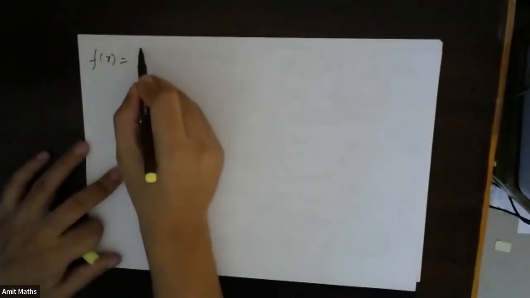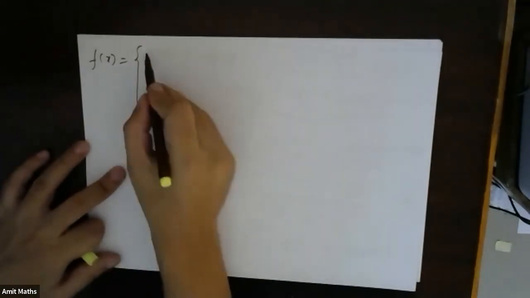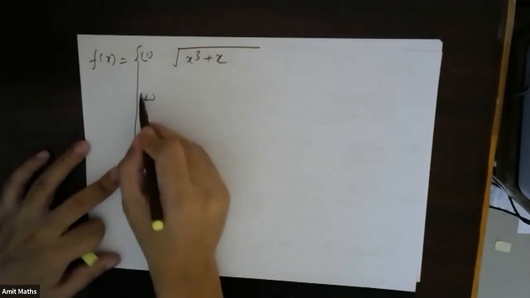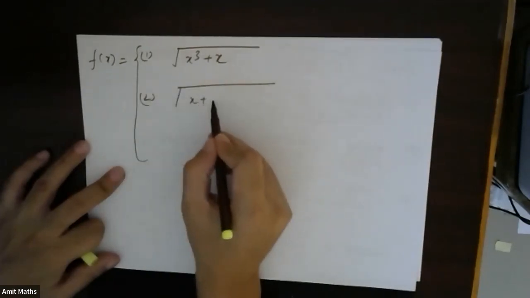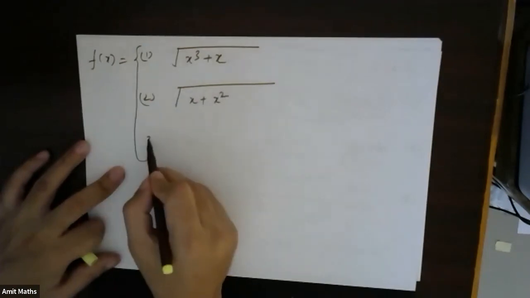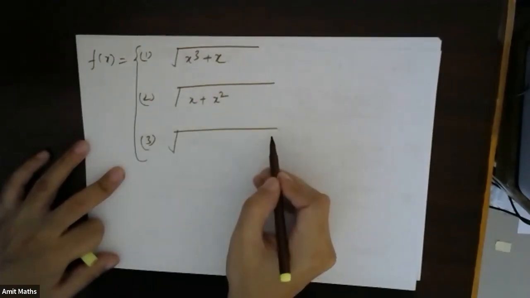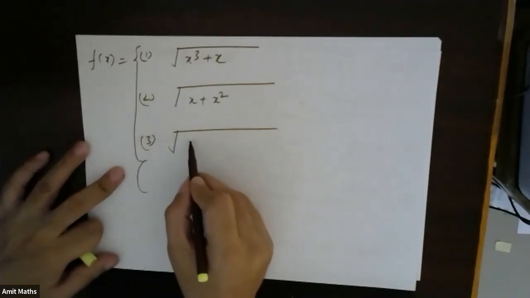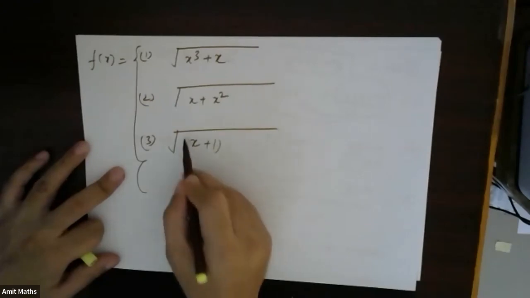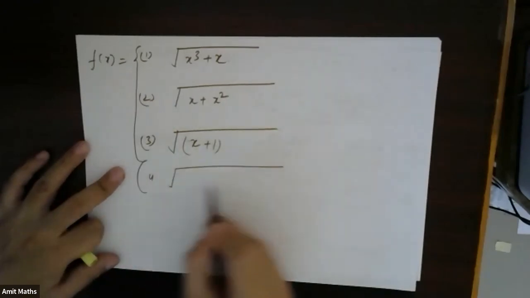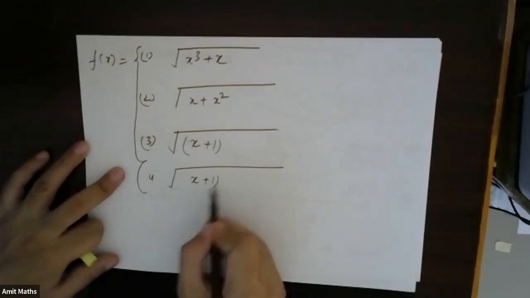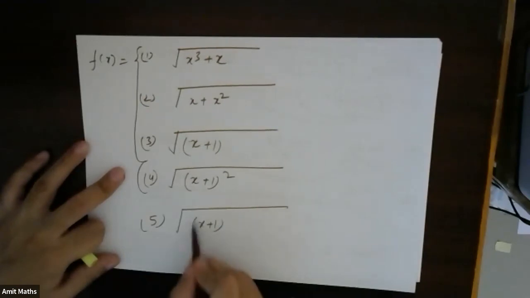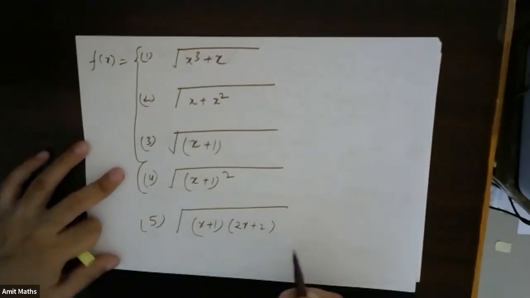f of x is equal to, these are different functions I'm writing. First is under root of x cube plus x. Second is under root of x plus x square. Third is under root of x plus 1. Fourth is under root of x plus 1 whole square. Fifth is under root of x plus 1 into 2x plus 2.